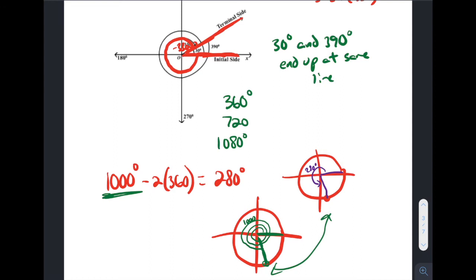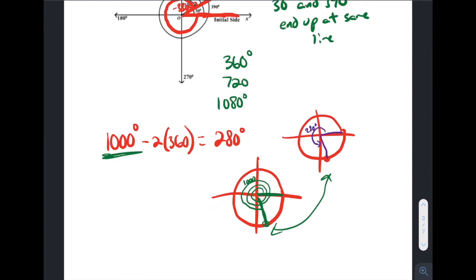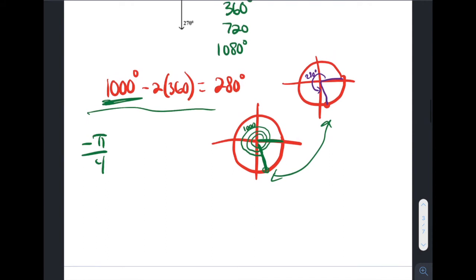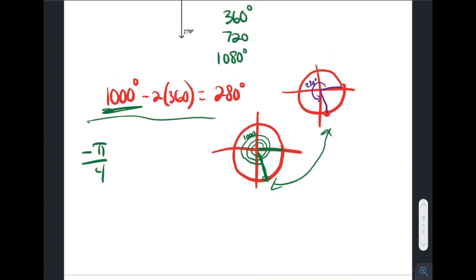And so if something were in radians, for example, let's say I've got a negative pi over 4 radians, and I wanted to figure out what that is on my standard unit circle, one thing that I could do is add a whole circle to it. We know that in radians, a whole circle is 2 pi, right? And similarly, we were subtracting a whole circle before because we had a number that was bigger than 360. Here we have a negative number, so I'm adding a circle to it to hopefully make it positive.